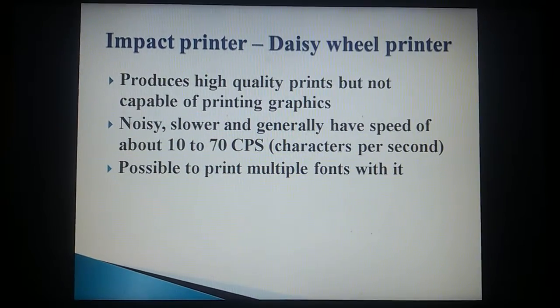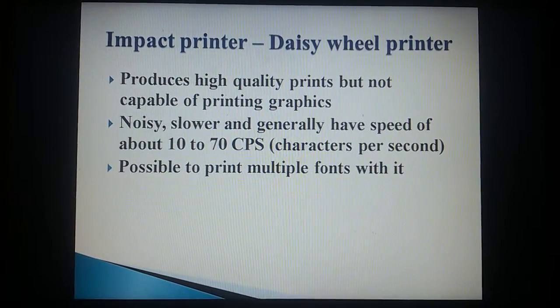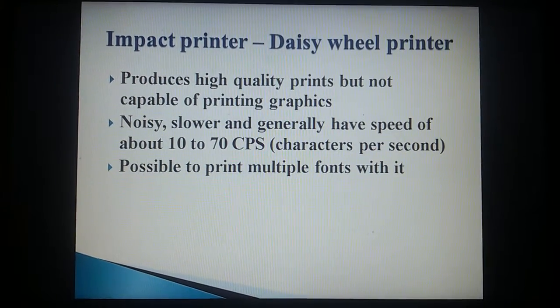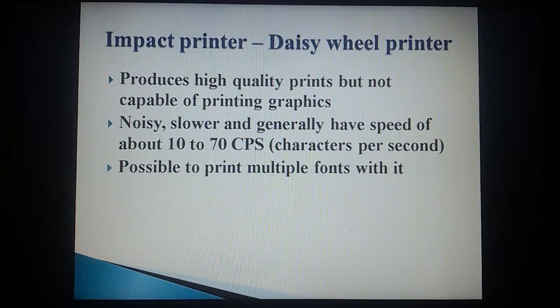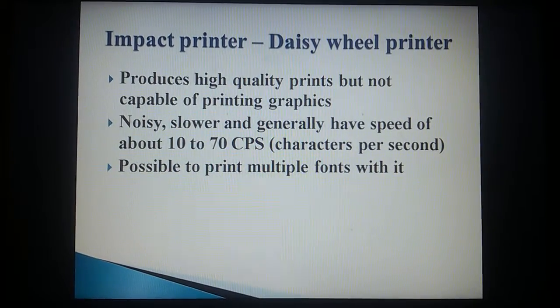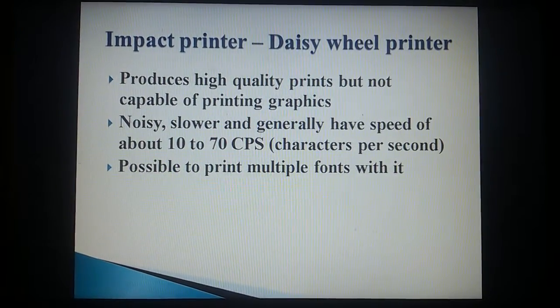Daisy wheel printer, another type of impact printer, produces high quality prints but is not capable of printing graphics. Noisy, slower and generally has a speed of about 10 to 70 CPS. It is possible to print multiple fonts with it.